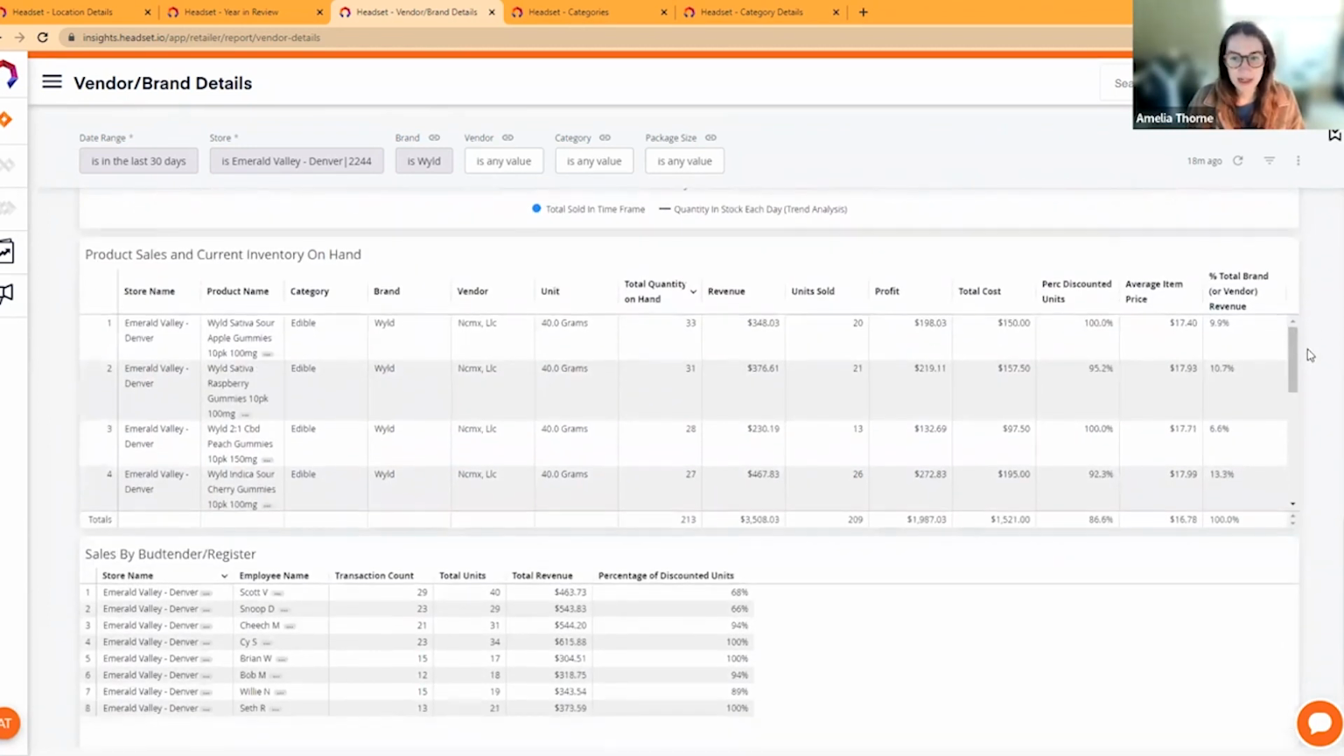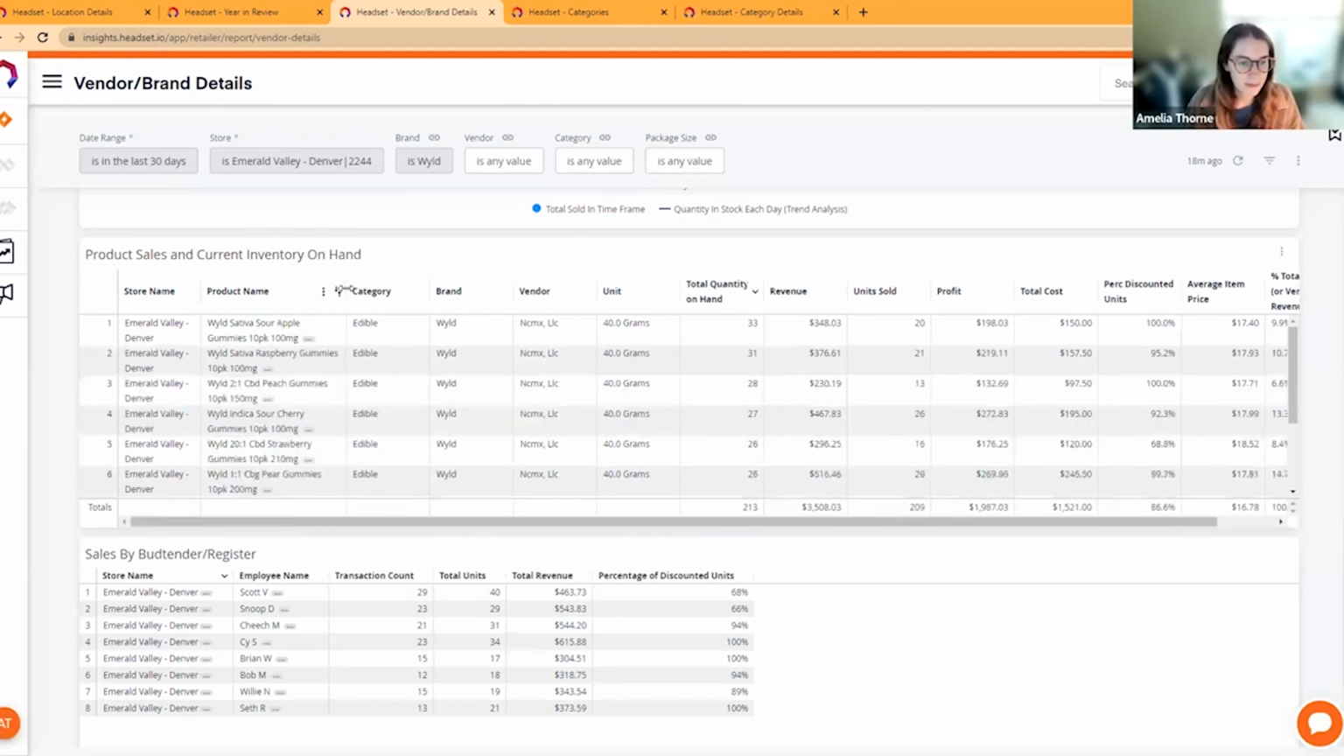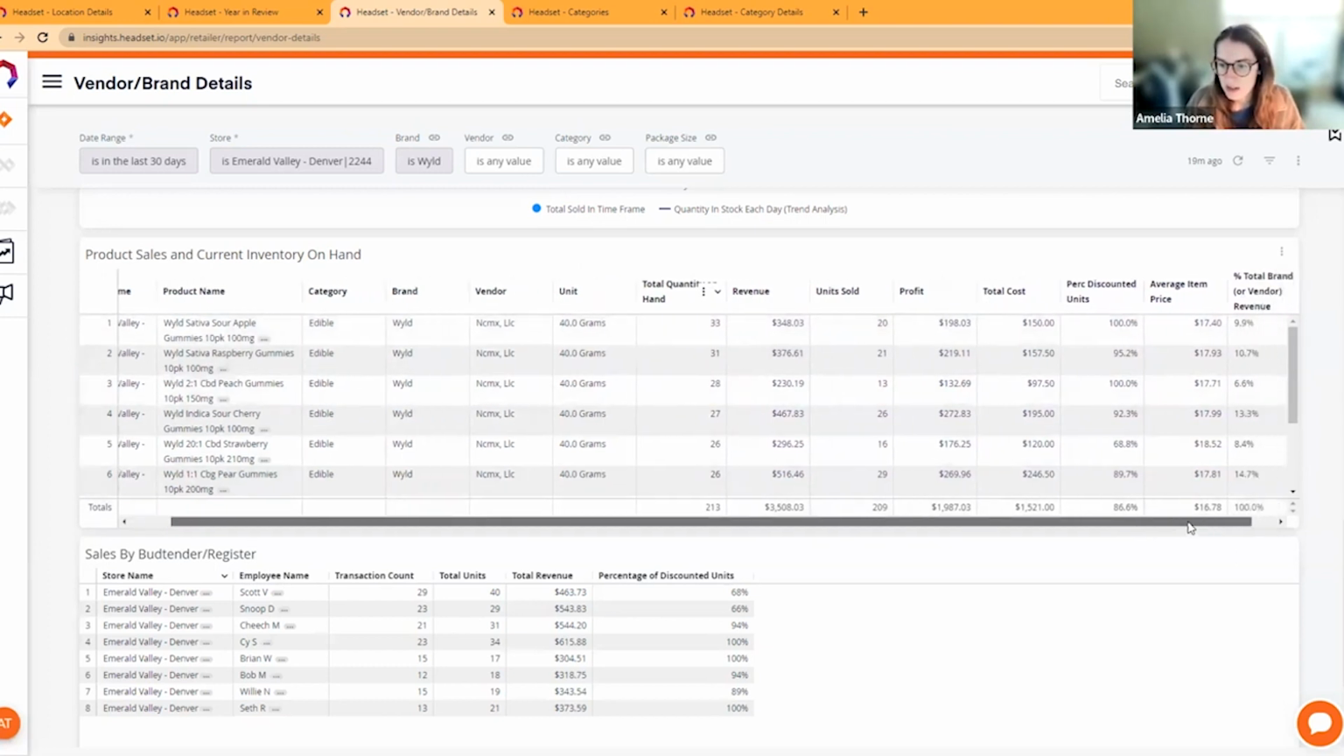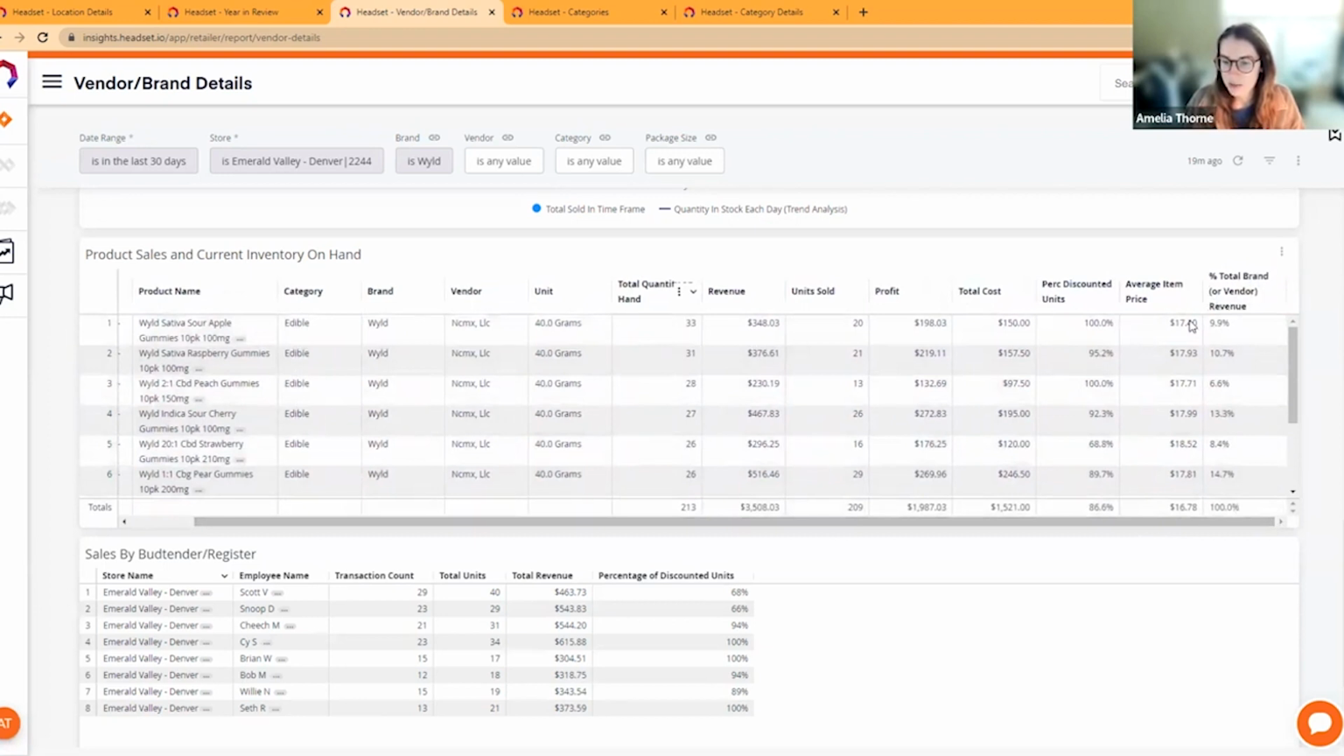Now, this is where we continue the conversation of inventory. So product sales and current inventory on hand. This is really great because you can see all the products under this one brand. We can see how many you have on hand right now of each of them, the revenue within the last 30 days, units sold, profit, cost, percent of discounted units, average item price, all of that stuff.